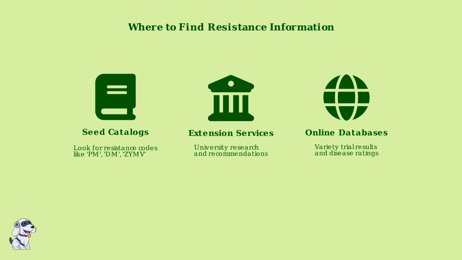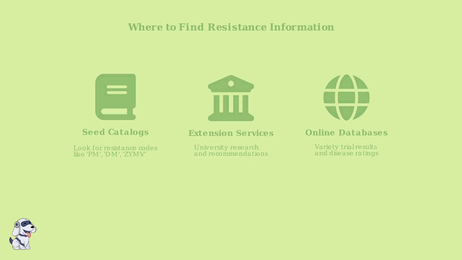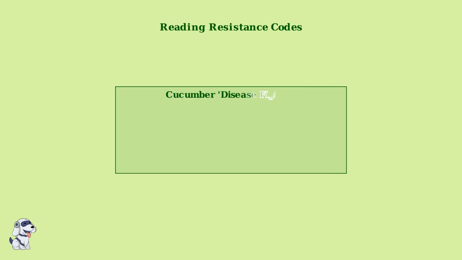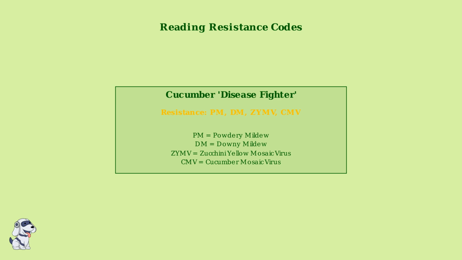Online databases compile variety trial results and disease resistance ratings. Seed catalogs use abbreviations to indicate disease resistance. For example, PM stands for powdery mildew, DM for downy mildew, ZYMV for zucchini yellow mosaic virus, and CMV for cucumber mosaic virus. Learning these codes helps you quickly identify varieties with the resistance you need.